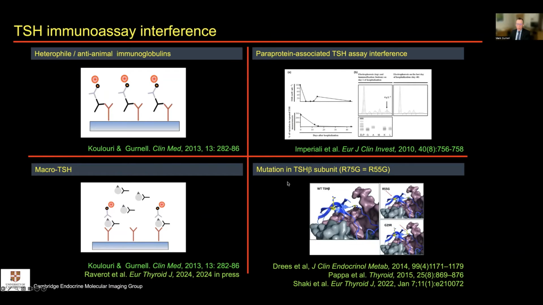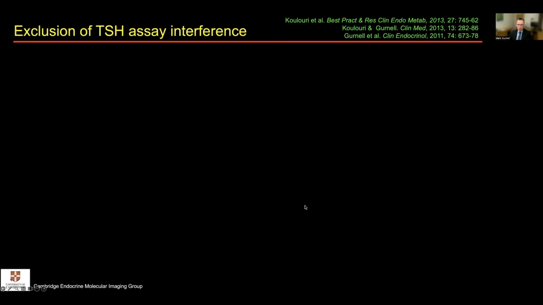We can also see other rarer reasons why the TSH assay may not be behaving itself. So, for example, here is a very unusual variant of the TSH beta subunit in which the mutation renders the TSH immunologically undetectable from a standard assay, even though biologically this is still active.